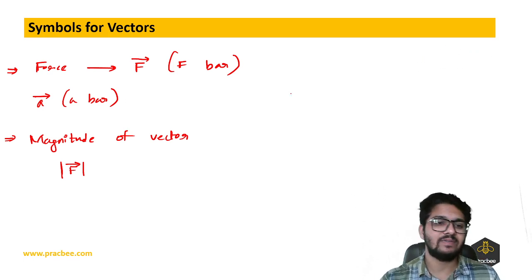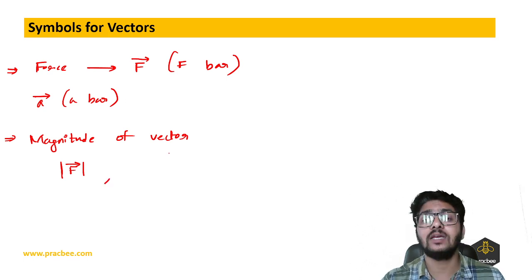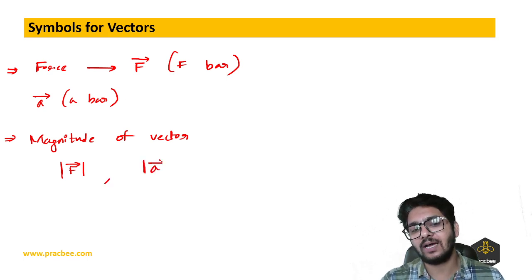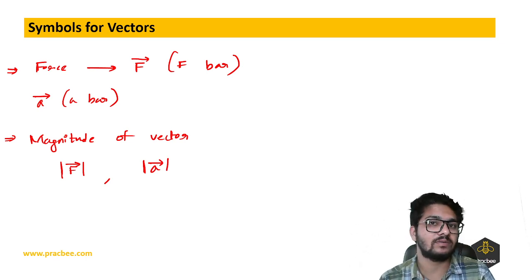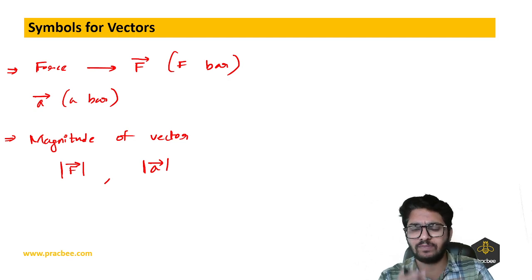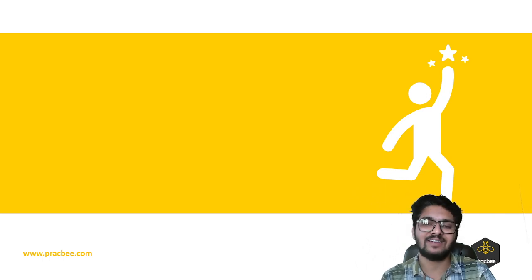But here, when we say mod of F bar, we denote magnitude of the vector F bar. Similarly, if I say mod of A bar, I denote what? Magnitude of the vector A bar. Simple. So mod is a symbol used to denote magnitude of vector. Clear? Simple enough? Symbols of vector. So that's it. We'll again continue in the next class.